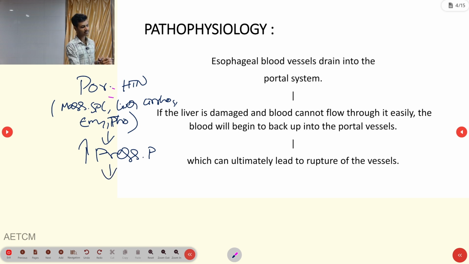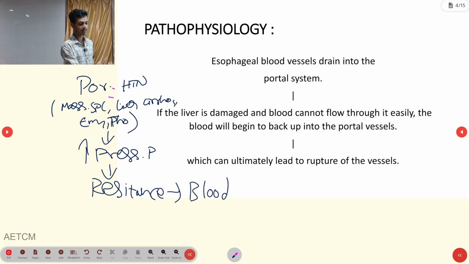Because of the increased pressure, the resistance inside the vessel will increase. So intraluminal resistance will increase. Resistance to what? Resistance to the blood flow. So whenever the resistance is increased, the flow will reduce. The flow is reducing, which means it will back up in the systemic circuit, or in the distal portion of the vessel, and that is causing the esophageal varices.